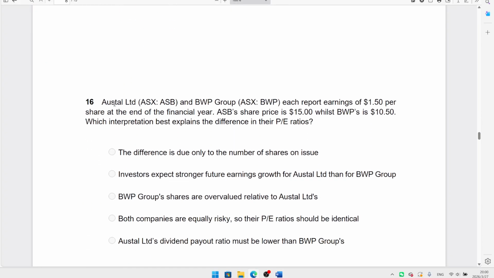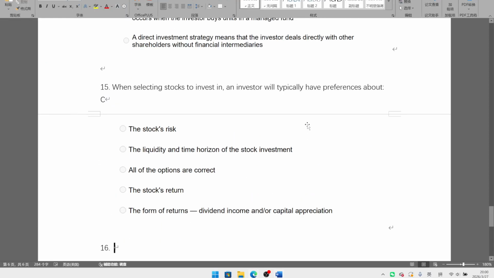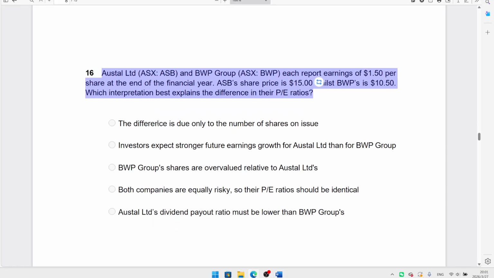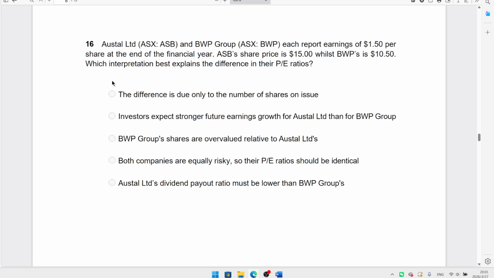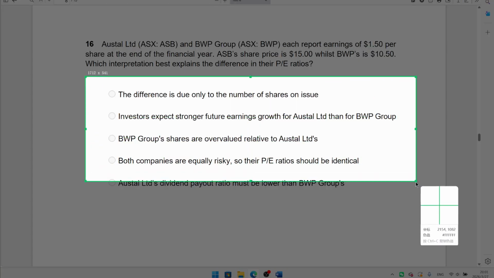Question 16 is about the PE ratio. We can see that the two listed companies each report earnings growth of 1.5% per year. Which interpretation is based on the difference in the PE ratio? How do we calculate it? P is price, so it is the price and earnings ratio. One option is that the difference is due only to the number of shares on issue. Another is that investors expect strong future earnings growth for the share price.